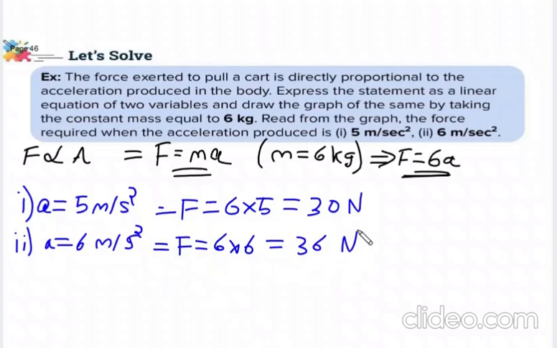Now is the question over? No, it is not over. What will be my coordinates now? I have to plot it on a graph also, remember? My coordinates for the first one will be 5 comma 30. Correct. 5 is the acceleration, 30 is the force. Similarly for the next one, it will be 6 comma 36. All right, this is my thing. Now we will plot a graph of it.